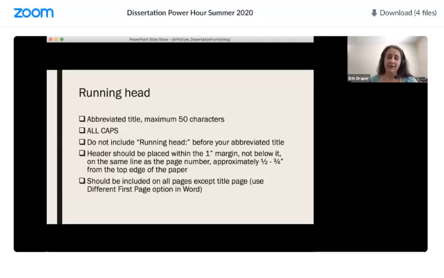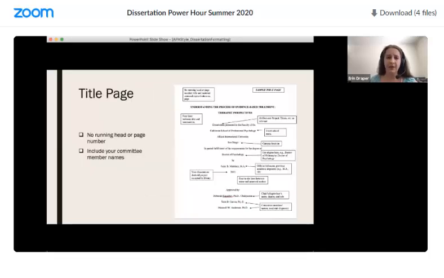But I mentioned that one doesn't have a running head. Every other page in your document is going to have one. Your running head will be an abbreviated title, 50 characters or less, characters including spaces, and it should be in all caps. So I'm going to go back up.